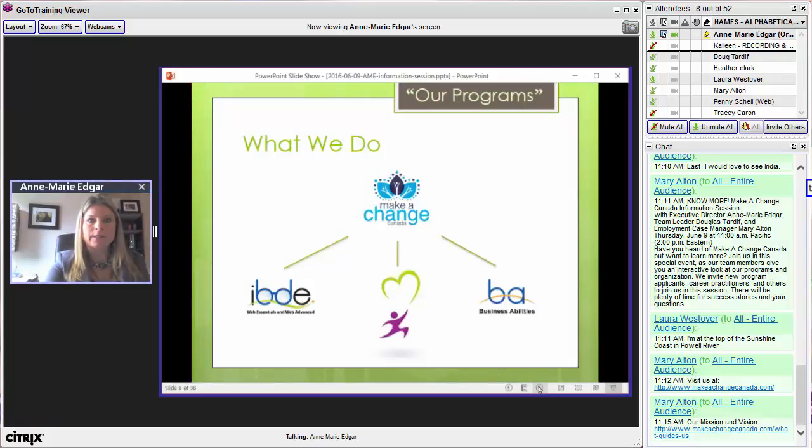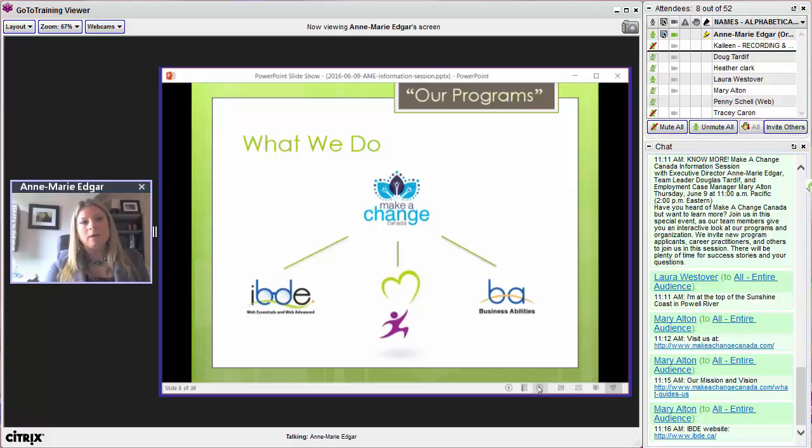Here's a snapshot of what we do in a visual sense. We have two programs. One is a web development program called Web Essentials Web Advanced. It used to be known as the IBDE program, which stood for Internet Business Development for Entrepreneurs. But over the years, it's become much more. It's still very relevant at giving entrepreneurs a great grounding in the marketplace, but it's also a great vehicle for people to become employed in a traditional job and find some meaningful employment. So we've shifted the name away from that entrepreneurship idea over the years. On the other end, we have the Business Abilities program. We'll get into detail on both these programs as we move along through the slides.